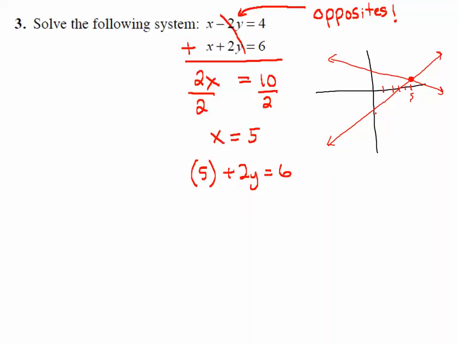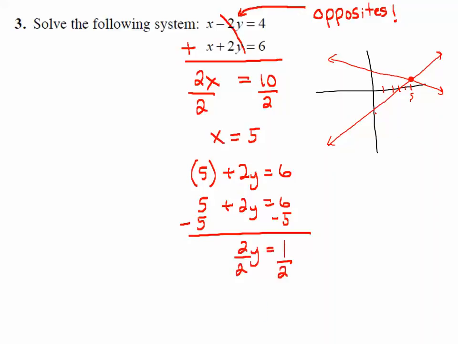All right, 5, 2y equals 6. Let's see, subtract 5 from both sides. Will that work? Gives us 2y equals 1. How about divide by 2? And anybody got a 1/2 for the y value? Yeah. Awesome. Okay.